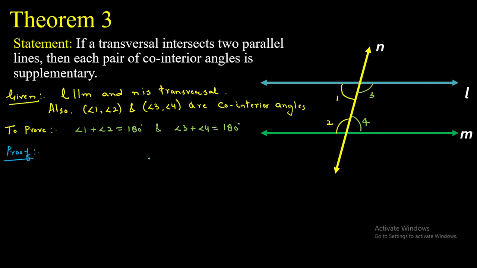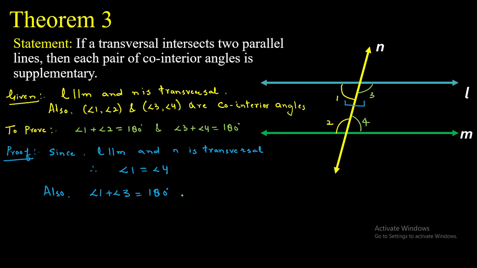We know from our last statement that if a transversal intersects two parallel lines, then alternate interior angles are equal. So since L is parallel to M and N is transversal, therefore angle 1 is equal to angle 4. Also, here we can simply say angle 1 plus angle 3, they are forming a linear pair of angles. So by the linear pair axiom we can say their sum is equal to 180 degrees.